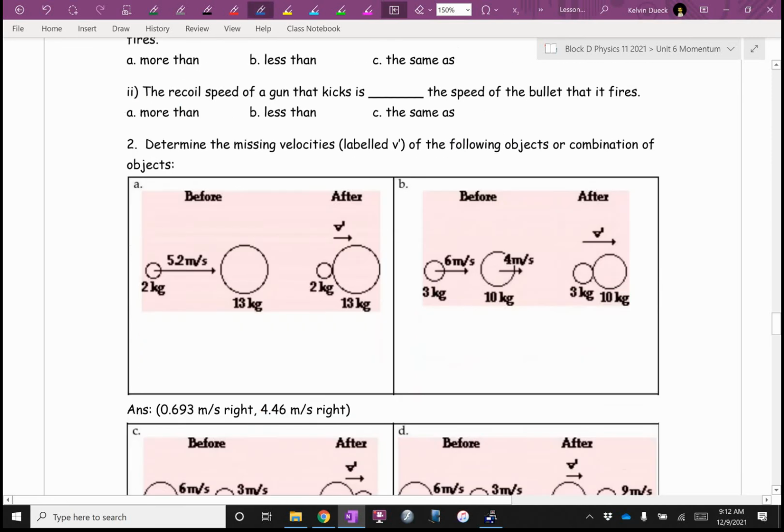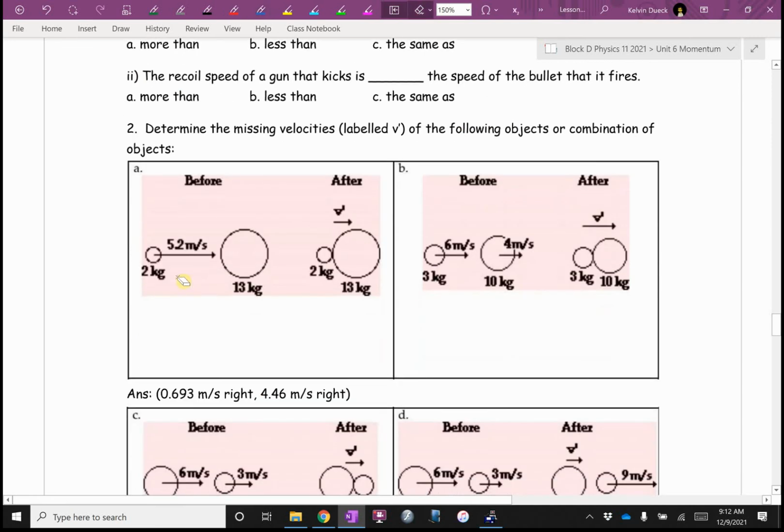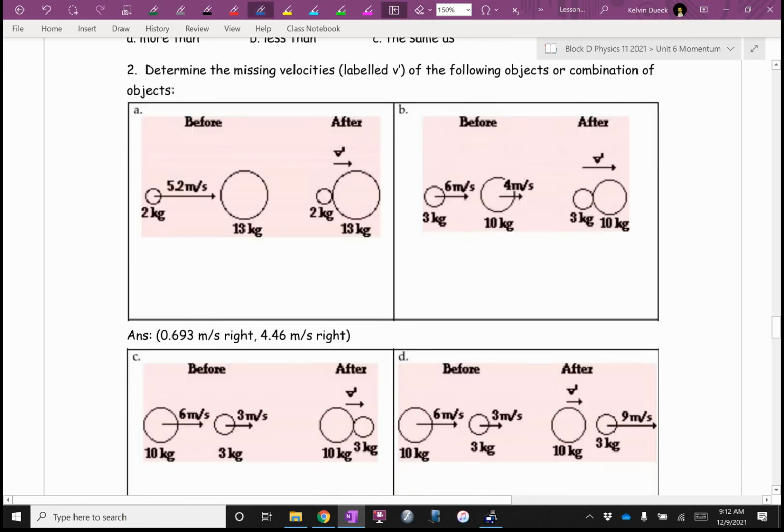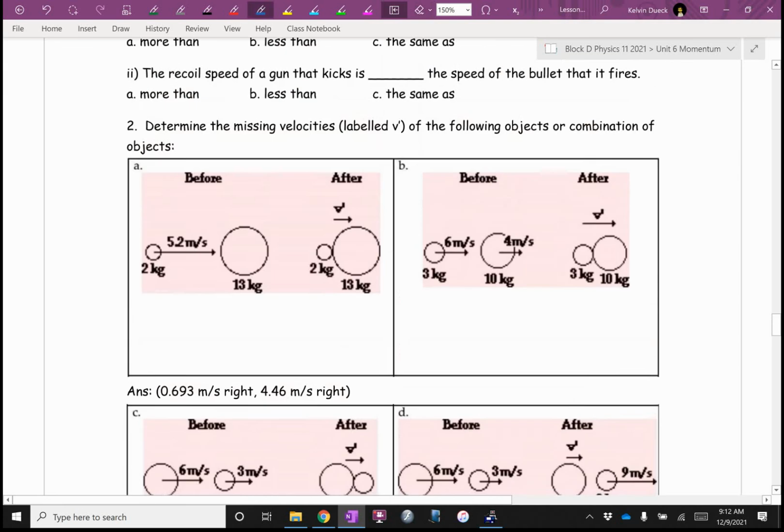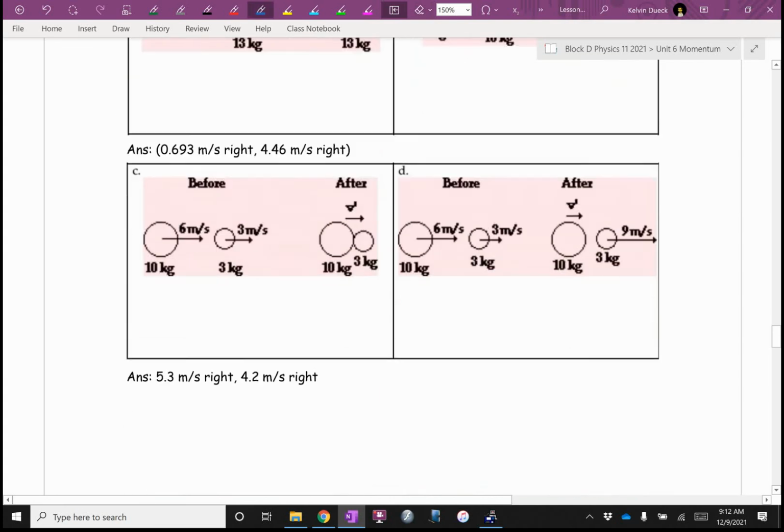Number 1. Okay. Number 2, these are just a bunch of collisions. They're in picture form, so you need to find the missing velocity. That's the one that's labeled V prime. What do you think this picture is trying to say? The two masses stuck together, as opposed to here they did not. So you can try number 2.